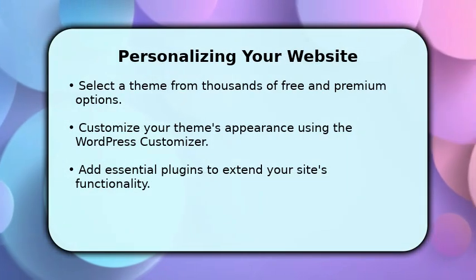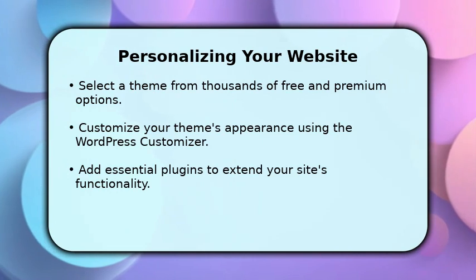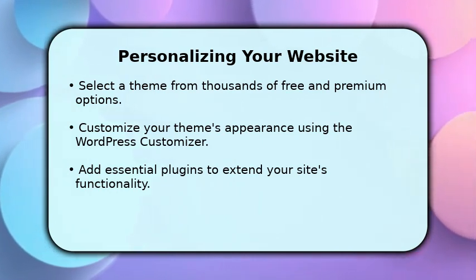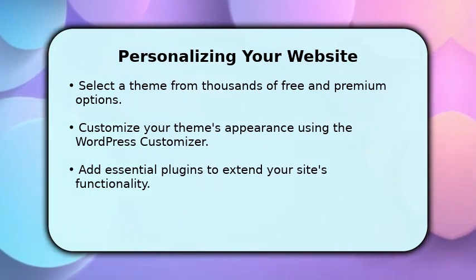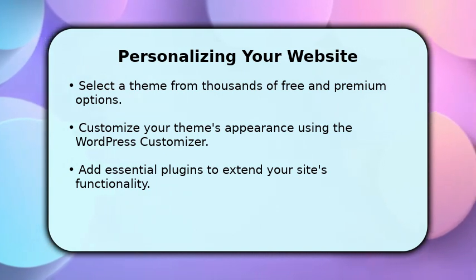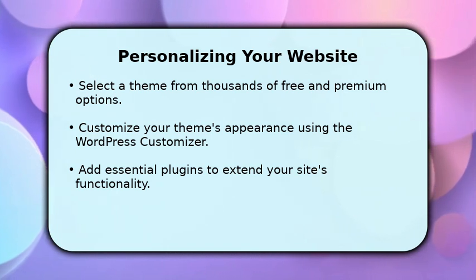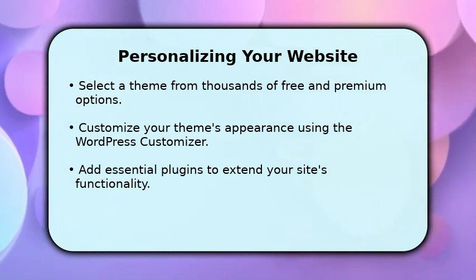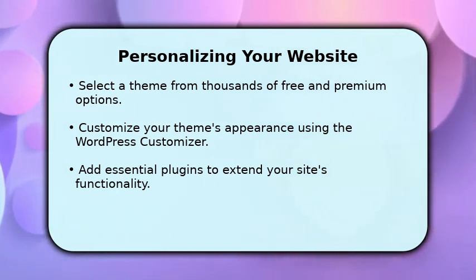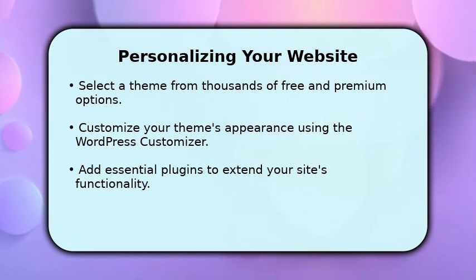Next, personalize your site's look by choosing a theme. WordPress offers thousands of free themes in its directory, and many premium options are available for around $50 to $80. Use the WordPress customizer to adjust colors, fonts, and layouts without any coding. Additionally, install plugins to add features like contact forms or search engine optimization, enhancing your site's capabilities significantly.